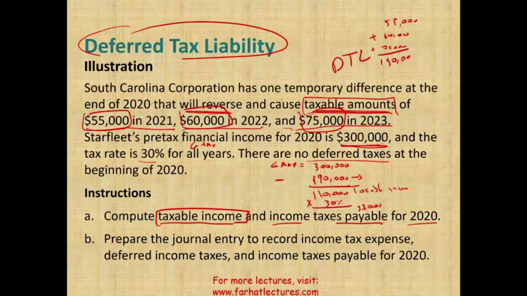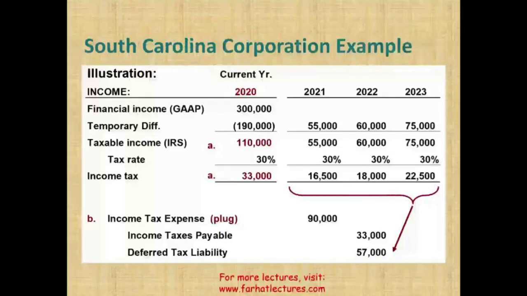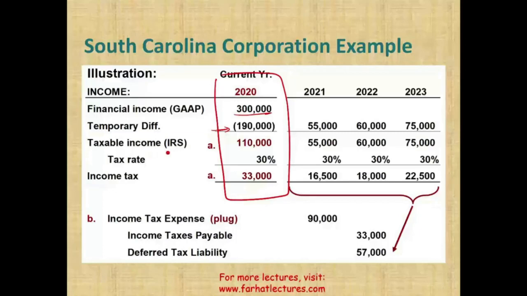I just figured out my taxable income. Now, let me show it to you on the second slide because it's easier to show, but hopefully you understand this. So the first thing I did is my 2020. I said GAAP is 300,000, temporary differences of 190, which is the reversal. My IRS taxable income is 110 times 30%, which gives me income taxes of 33,000. Therefore, what you do is you credit income taxes payable of 33,000 immediately.